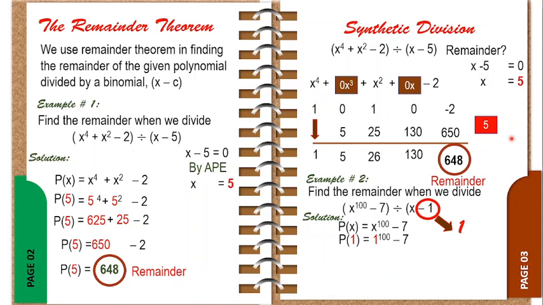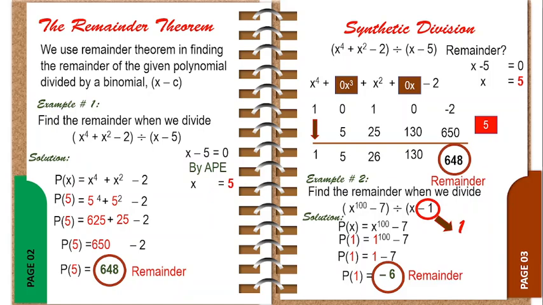Substitution: P of 1 is equal to 1 raised to 100 minus 7. Simplifying, 1 raised to 100 is 1. Bring down negative 7. 1 minus 7 is equal to negative 6. Negative 6 is the remainder.